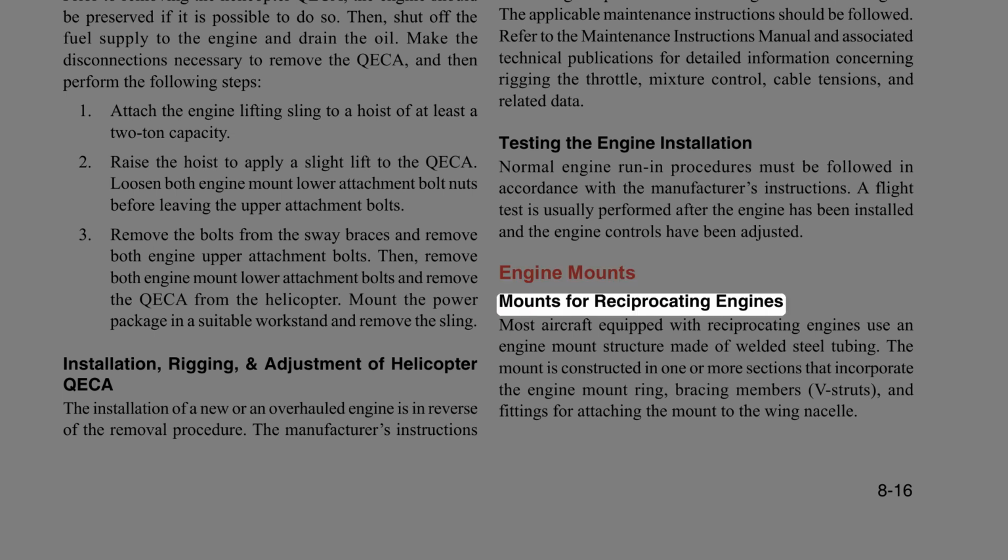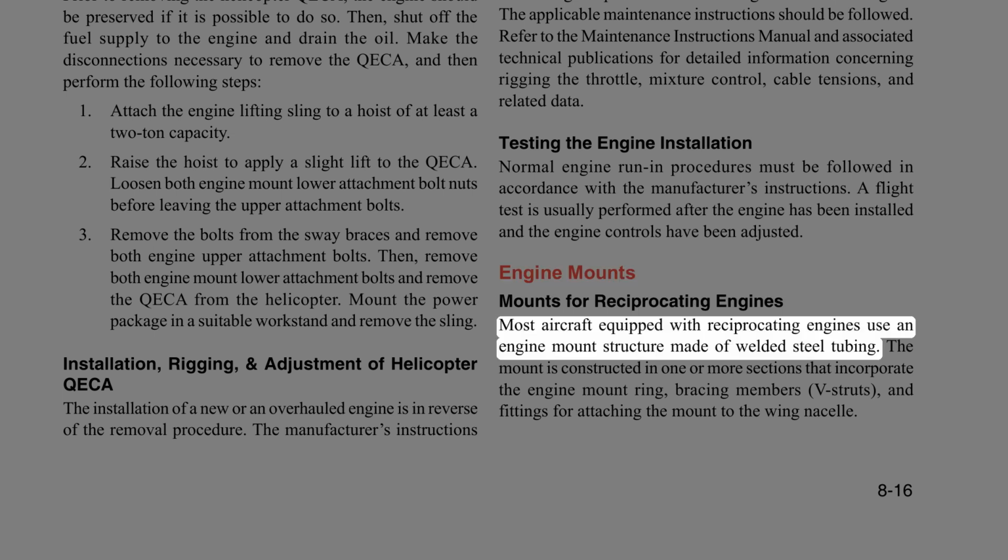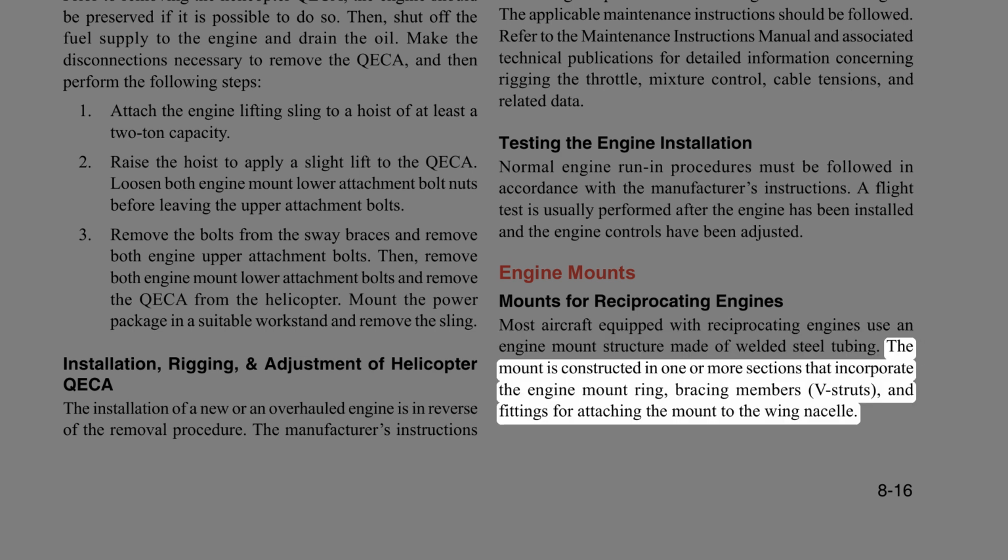Engine mounts. Mounts for reciprocating engines. Most aircraft equipped with reciprocating engines use an engine mount structure made of welded steel tubing. The mount is constructed in one or more sections that incorporate the engine mount ring, bracing members, V-struts, and fittings for attaching the mount to the wing nacelle.